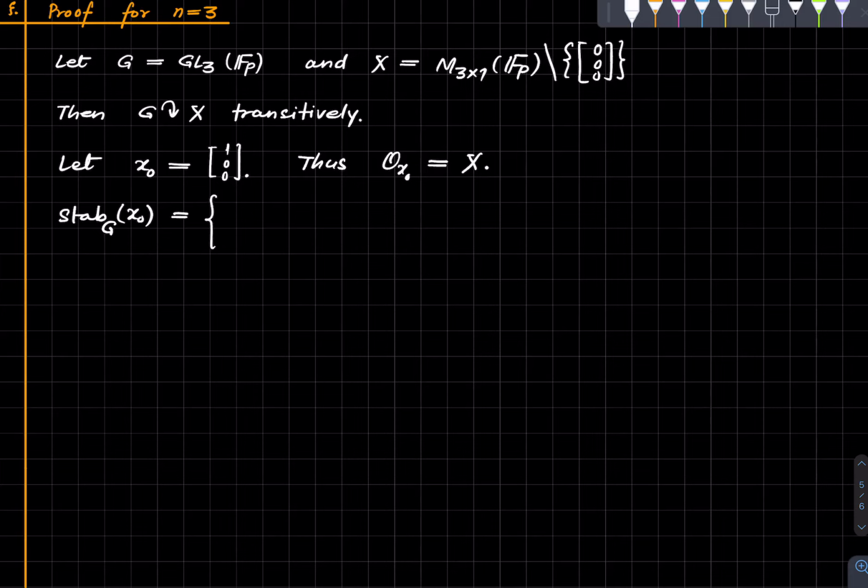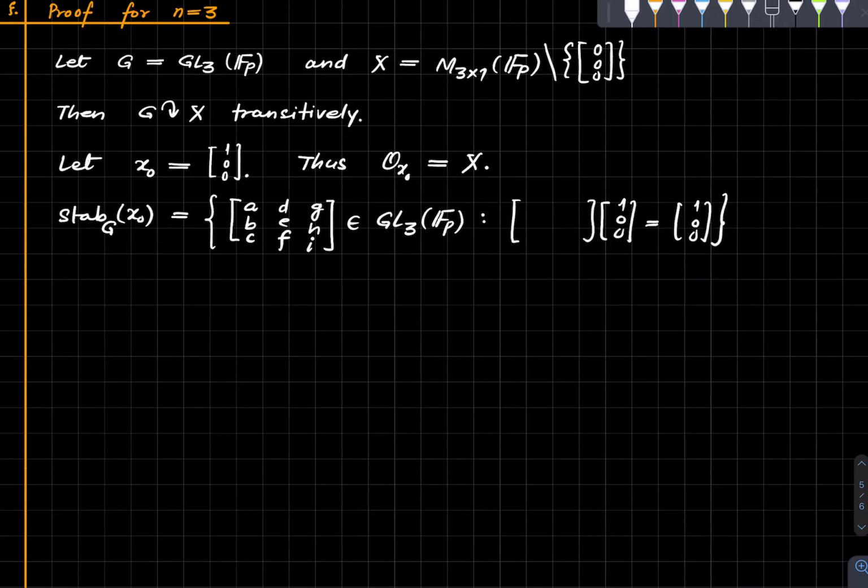is, let me use A, B, C, D, E, F, G, H, I. I don't like to use I, but I will. All those matrices in GL3FP which, when you multiply by x naught, you get x naught, where again this is A, B, C, D, E, F, G, H, I. But if you multiply this out, you will get A equals 1, B equals 0, and C equals 0, because only the first column will be extracted out.